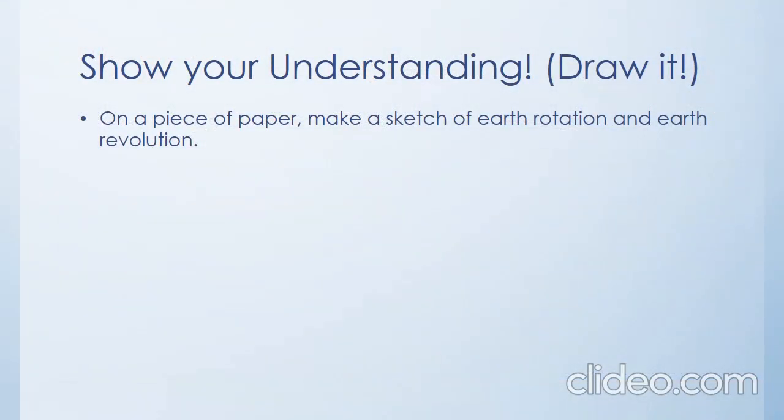So you understand it. Show me how you understand the Earth's rotation and Earth's revolution. I want you all to draw it on a piece of paper. Make a sketch of the Earth rotation and the Earth revolution. Just make a simple sketch illustrating the Earth rotation on one side, and on the other side you illustrate the Earth revolution.